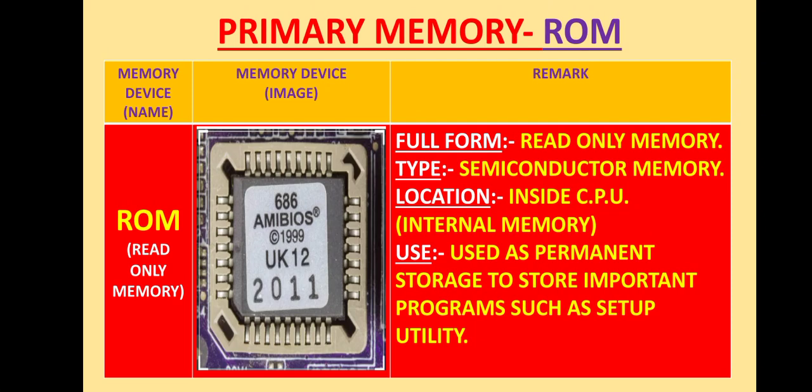Primary memory, ROM. It is called read-only memory. It is also a semiconductor memory and located inside the CPU on the motherboard. It is used as a permanent storage to store some important programs like setup utility. Most of the time, it is programmed in the company which manufactures the computer.